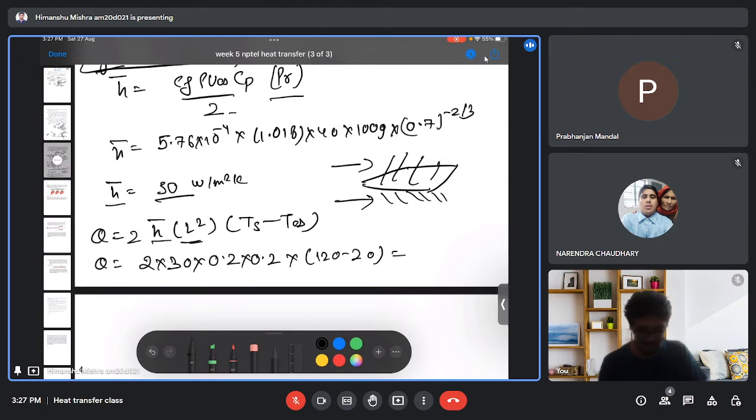And then the heat transfer rate will be, on calculating this, we will get P41. So this will be my answer for this question.